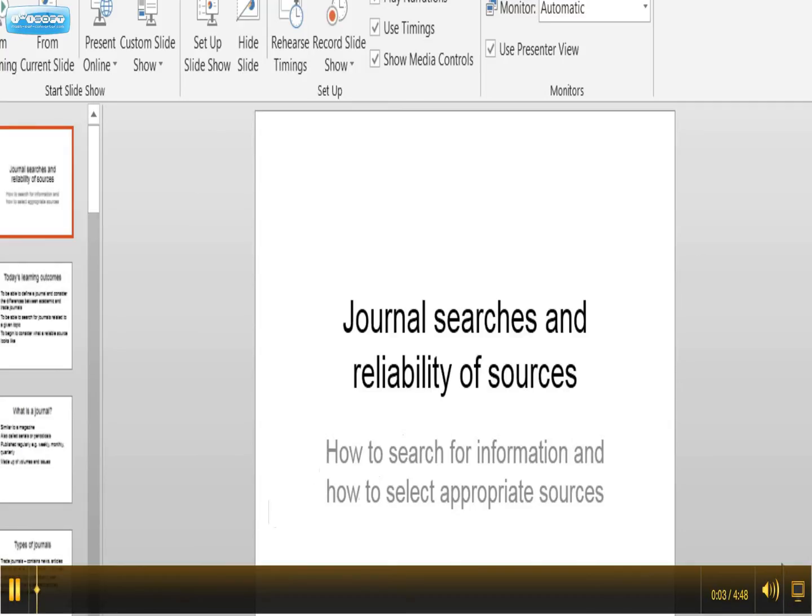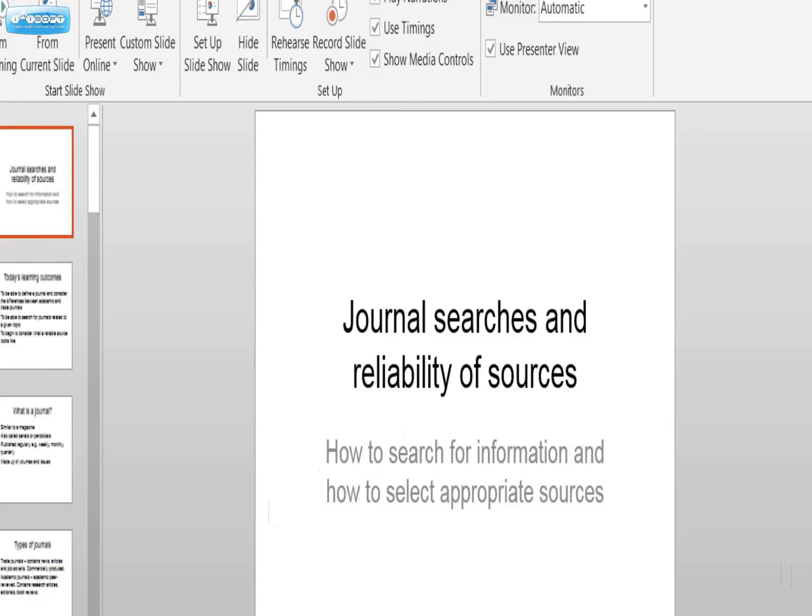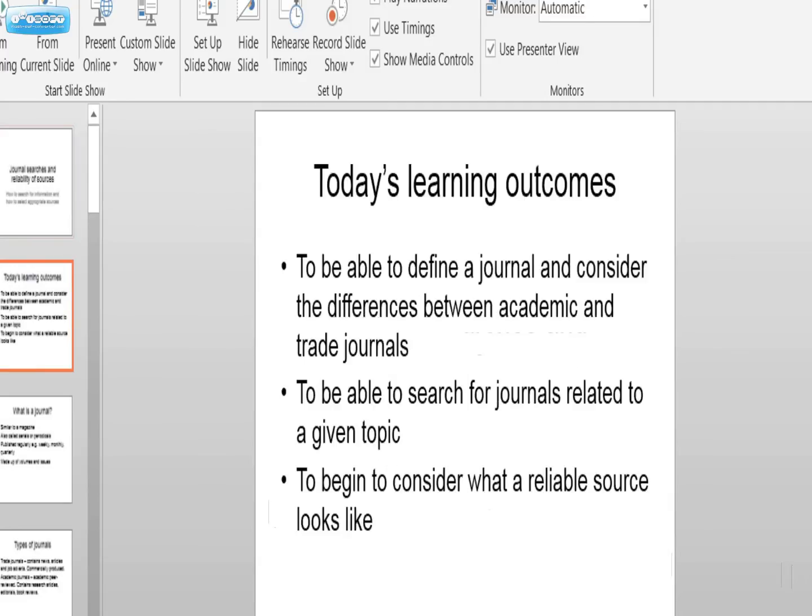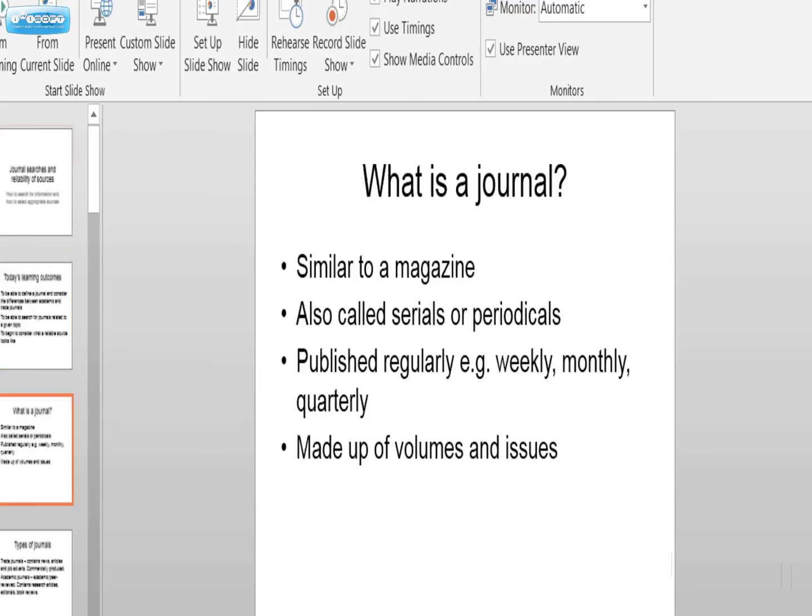Journal searches and starting to think about reliability of sources that we went through in class. We looked at academic journals and trade journals and exactly what a journal is, as well as starting to think about how reliable they are. So we went through this PowerPoint and started discussing different journals.